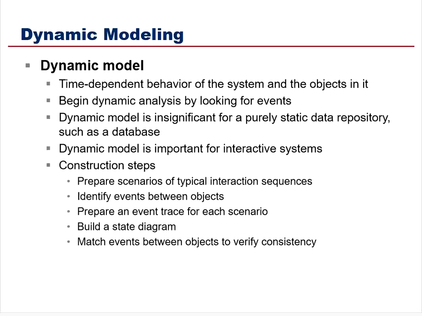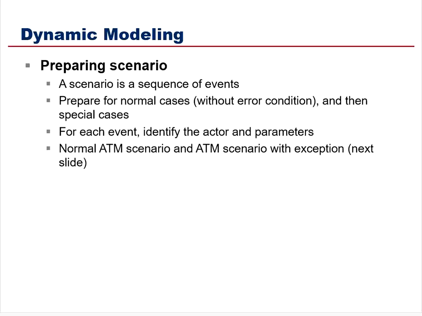The first step is to prepare the scenario of the typical interaction sequences. Second, we have to identify the events between the objects. Third, we have to prepare the event traces for each scenario that we prepared in the first step. Fourth is to build a state diagram. And the fifth step is to match the events between the objects to verify the consistency. So we will see all the steps one by one.